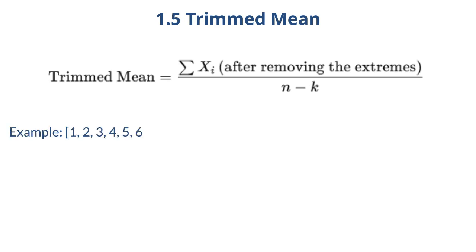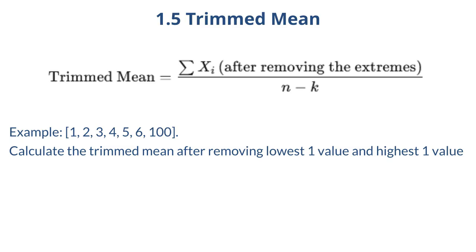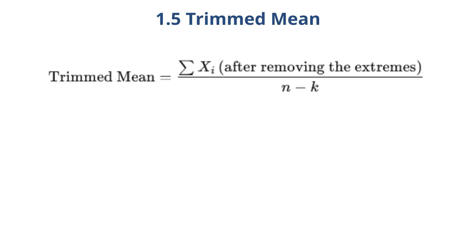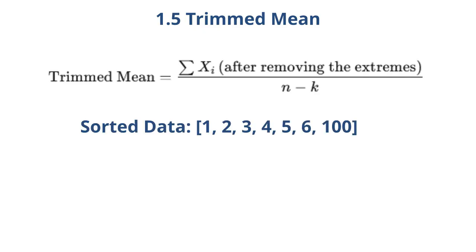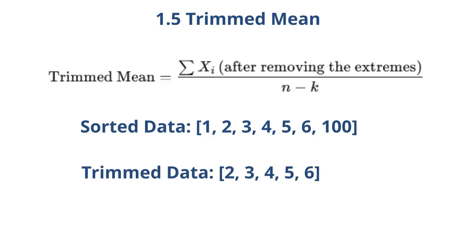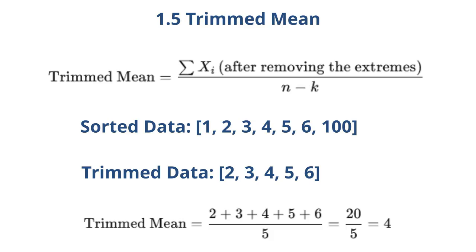Example, data: 1, 2, 3, 4, 5, 6, 100. Calculate the trimmed mean by removing the lowest one value and the highest one value, that is, one trimmed value from each end. Step 1. Sort the data. Sorted data: 1, 2, 3, 4, 5, 6, 100. Step 2. Remove the lowest and highest values. Trimmed data: 2, 3, 4, 5, 6. Step 3. Calculate the mean of the remaining data. Trimmed mean equals 2 plus 3 plus 4 plus 5 plus 6, divided by 5, equals 20 divided by 5 equals 4. Thus, the trimmed mean is 4.